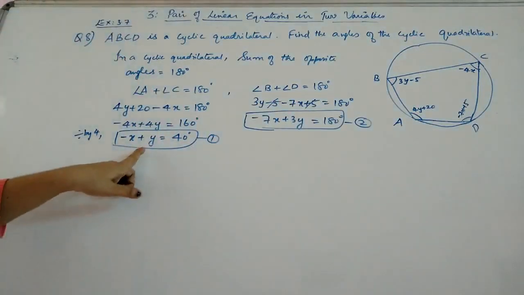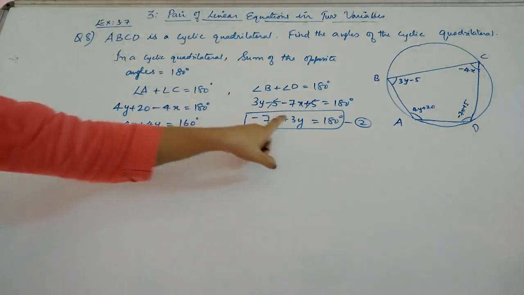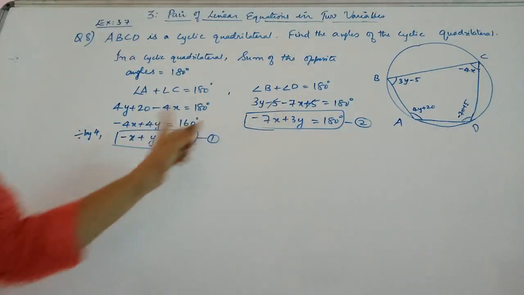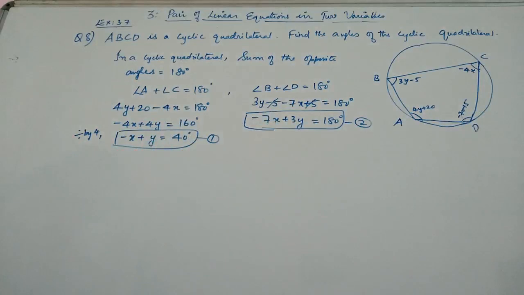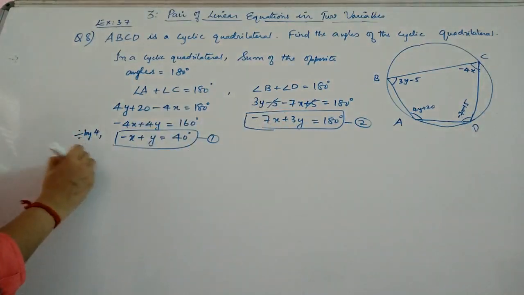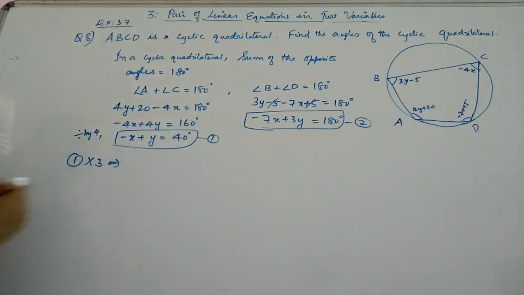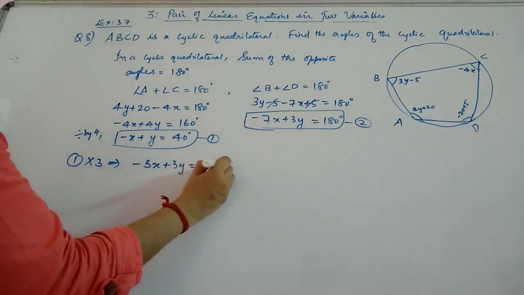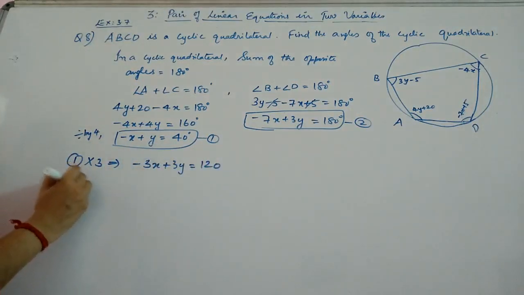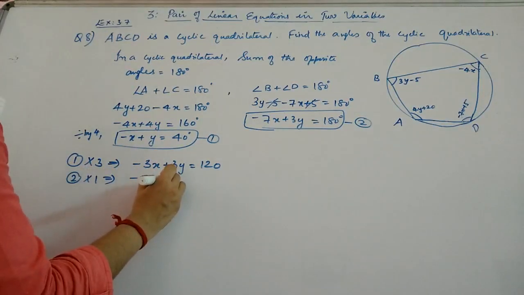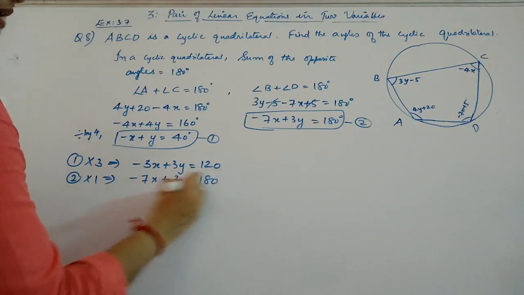Now you can just view that this equation has the coefficient of y to be 1 and here you have 3. So if I multiply the first equation with 3, I can make the coefficient of y equal in the two equations. So what I am doing is equation number 1 into 3, which will give you minus 3x plus 3y is equal to 120. And equation 2 I am not changing. I am just multiplying with 1 means I am not changing. That is minus 7x plus 3y is equal to 180 degrees.